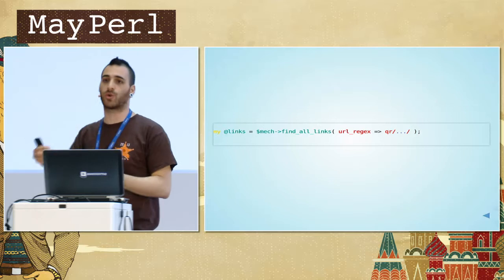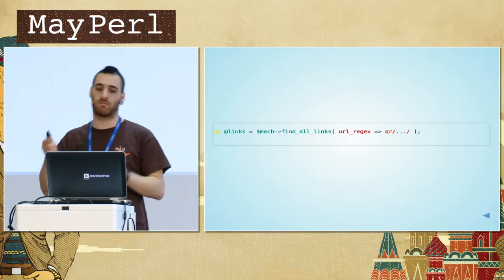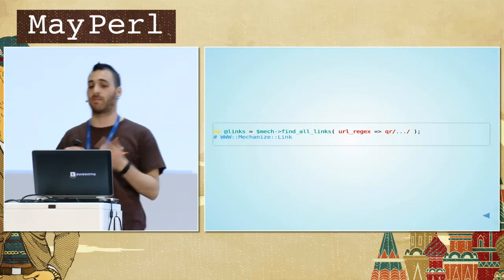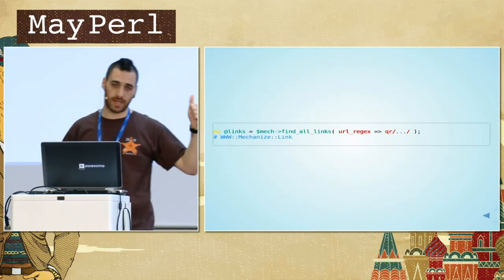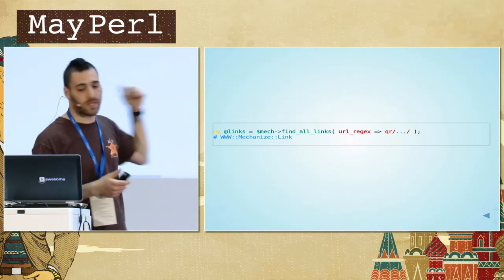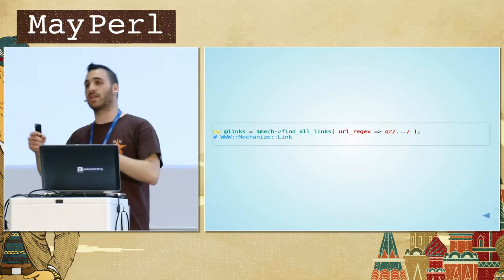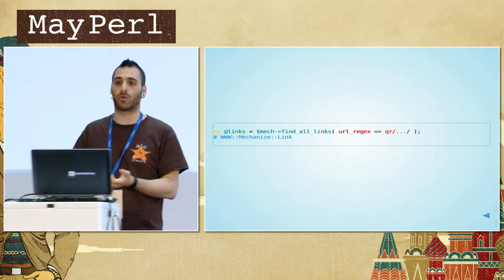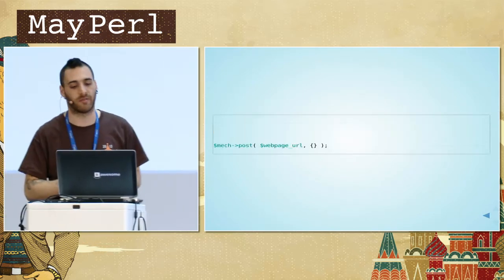You can get all of the links like this, find all links. And then you get links, and this is really cool. You can actually splice them and say, well, I only want links that have a certain URL that matches a certain regex. Not difficult at all. You give URL regex, and it actually tries to match it. And what you get back is links. Each one is an object of WWW::Mechanize::Link, which actually contains all of the properties of a link, like the base, the URL, the name of it, all of that stuff.